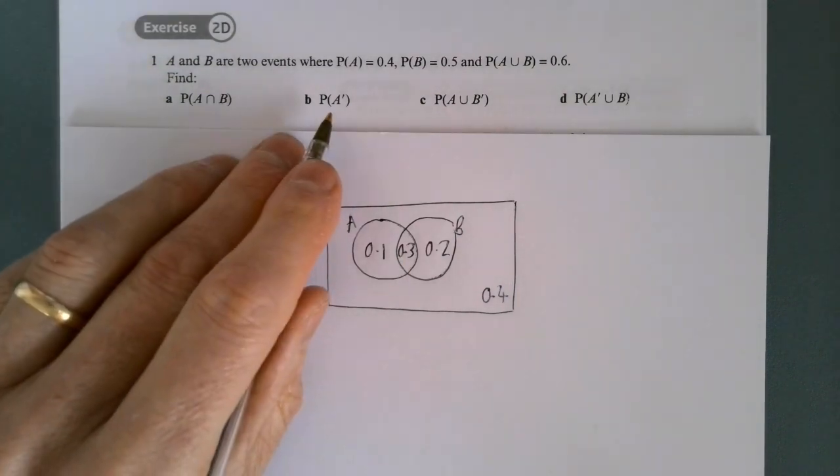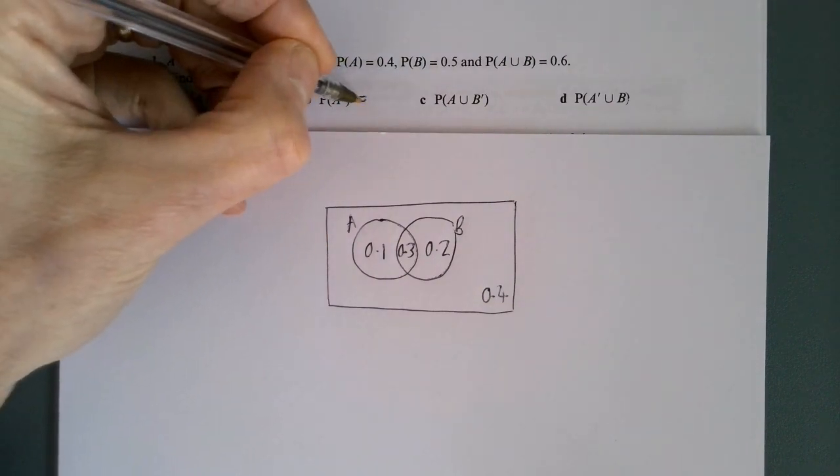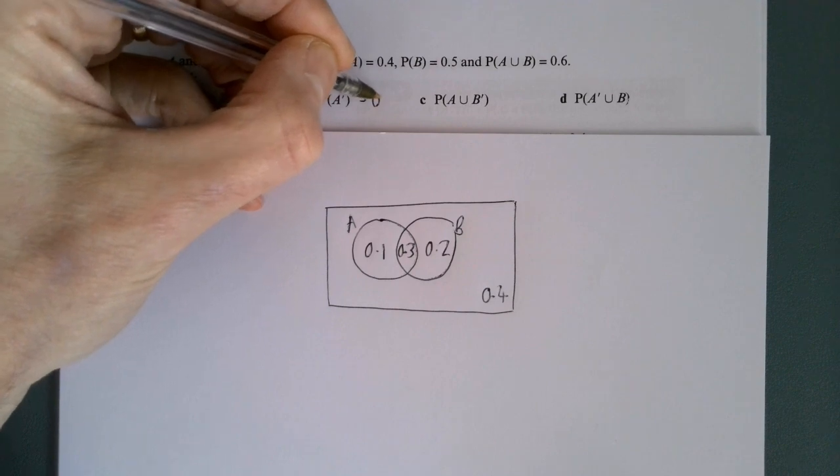Remember, this means the probability of A not happening. So that's everything outside the A circle. So that's 0.6.